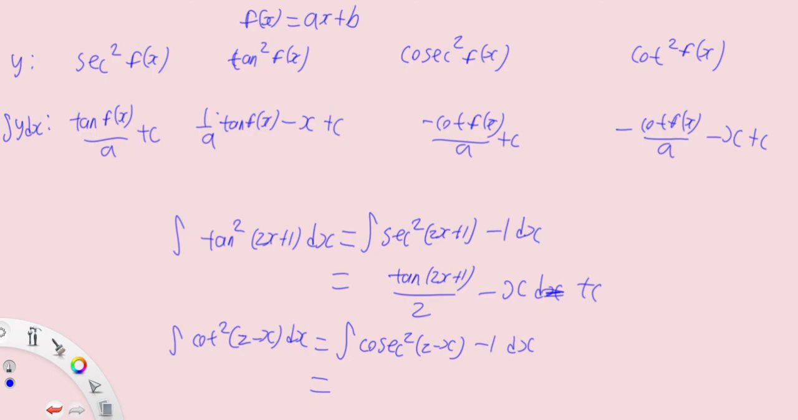Now, integrating cosecant square of 2 minus x, I get back negative cotangent f(x), right? So I get cotangent of 2 minus x. Now, divide by a, which is minus 1. So I had minus cotangent of 2 minus x over minus 1. So I basically get back positive cotangent of 2 minus x. Then minus 1 integrated is minus x, so no change to that. And finally, your plus c. So yes, there we have it, the remaining trigonometry squares and their integrals.